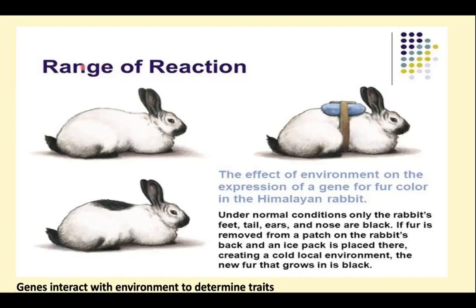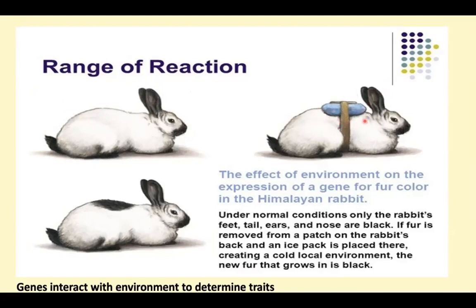Dia selalunya dekat kawasan yang sejuk. Okay, if you notice it has a black nose, it has a black ear and a black tail. So, kalau kita letak ice pack ke atas dia, dekat bahagian sini, ice pack untuk bagi dia jadi sejuk kat bahagian atas badan dia ni. So, what happened after you take out the ice pack? You find that there is new fur yang color hitam juga that grow dekat bahagian atas dia. Why do you think this happened?